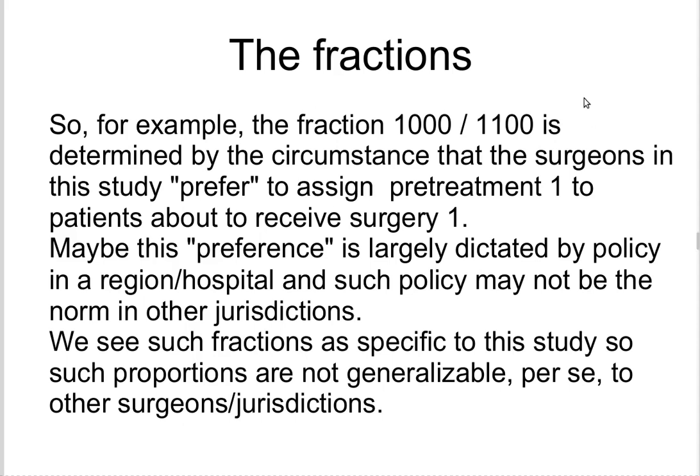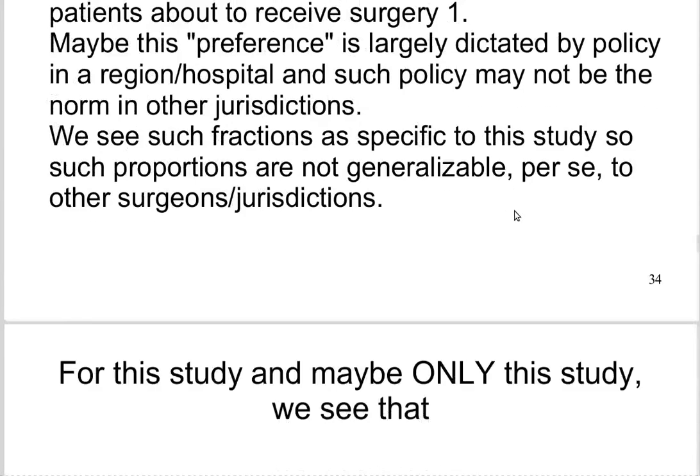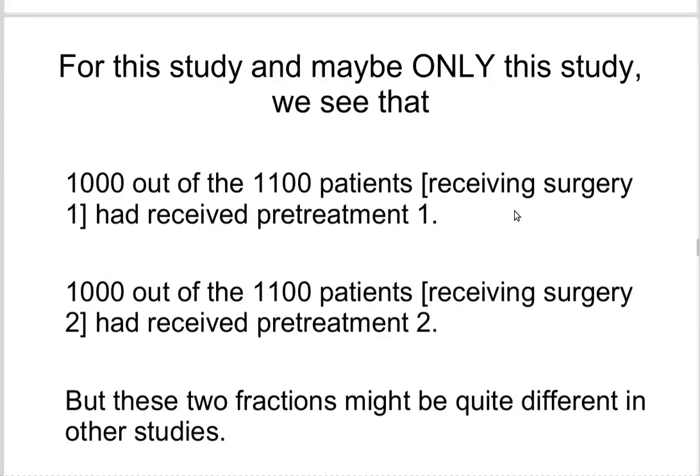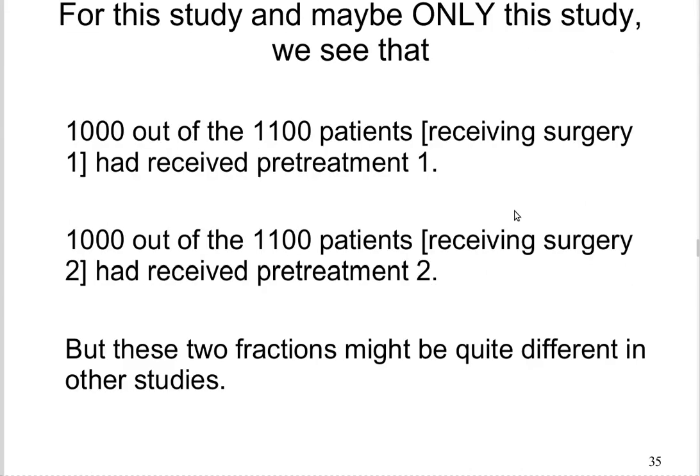This is common in epidemiology. We have some parts to this analysis that we anticipate will be generalizable to larger populations, and other numbers that we anticipate would be specific to the specific study at hand. So for this study, we have those two sets of weights. But as I mentioned just before, it could be that these two fractions might be quite different in other studies. We just don't know.